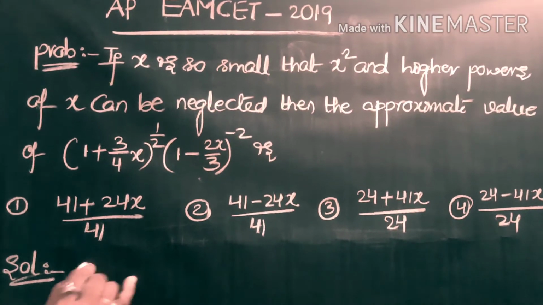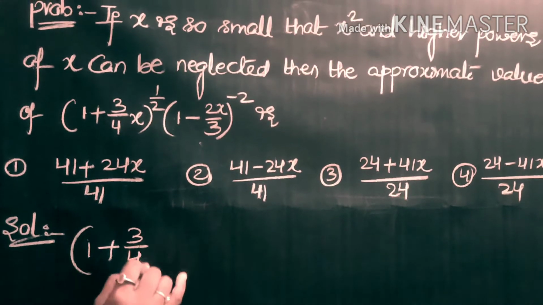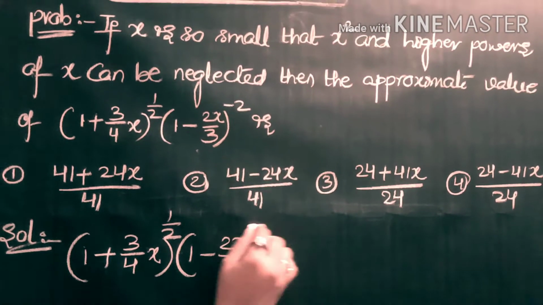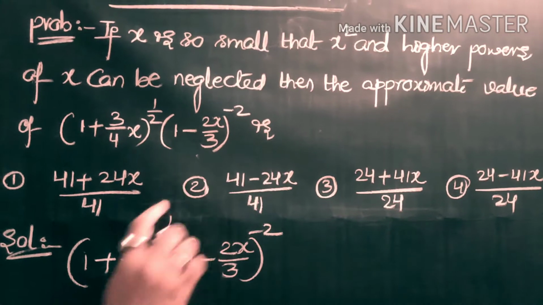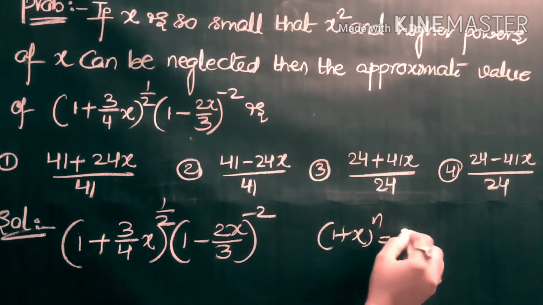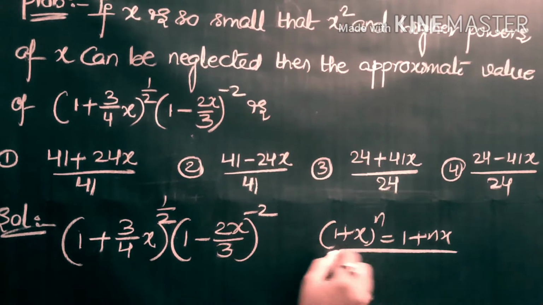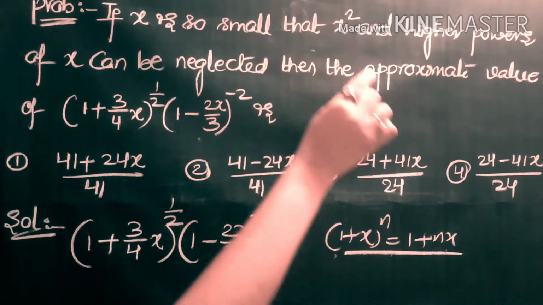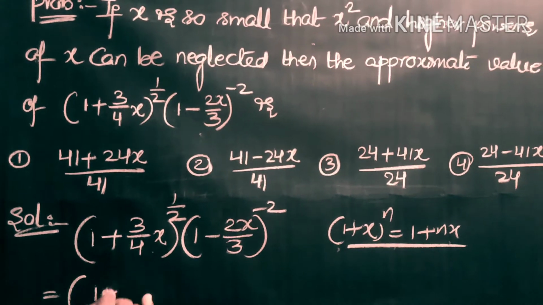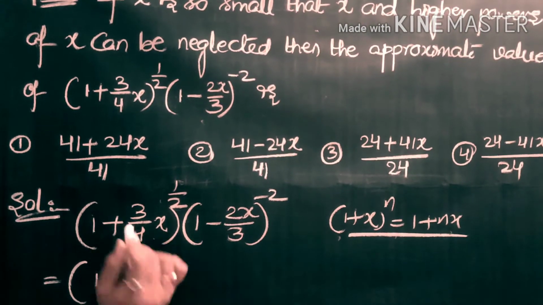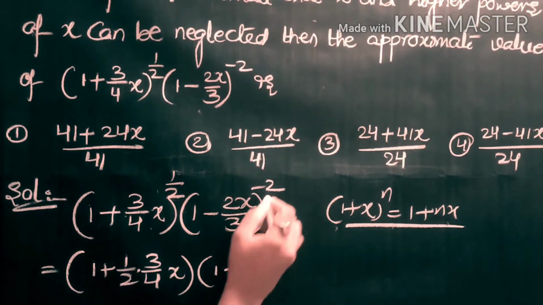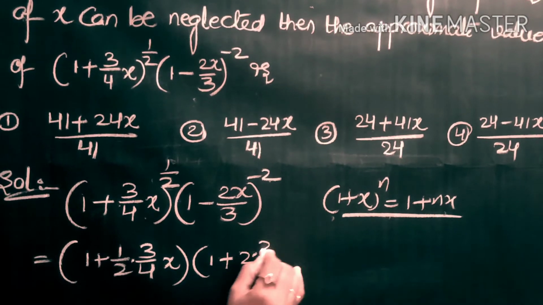First we take the given expression, (1 plus 3x/4) power 1 by 2 into (1 minus 2x/3) power minus 2. Here x square and higher powers may be neglected, so we take the formula that (1 plus x) whole power n is taken as 1 plus nx only. Further x square and higher powers may be neglected. When we apply the formula to this step, we write the power in place: 1 plus (1/2) into (3/4) into x, and here also 1 minus (2x/3) power minus 2, minus of minus plus, 2 into 2x by 3.